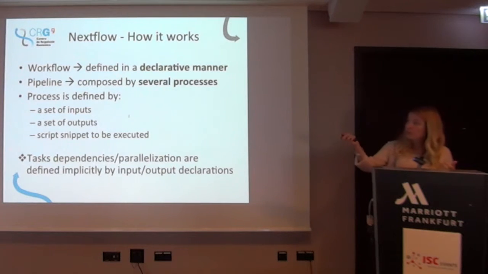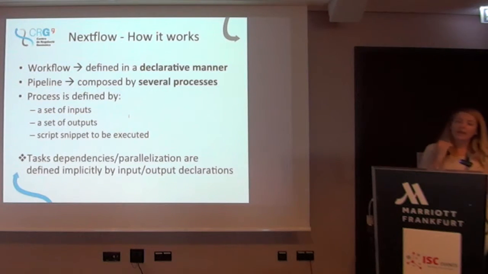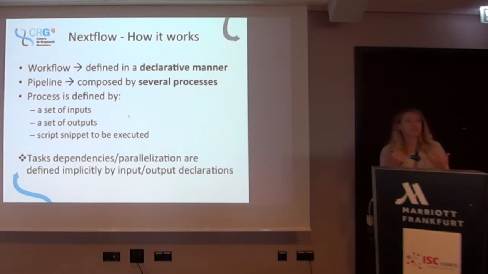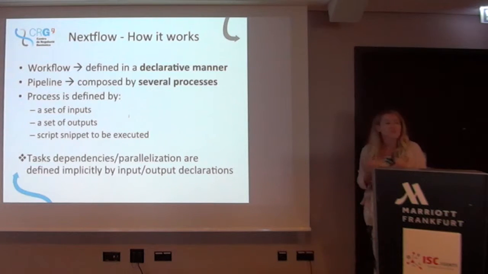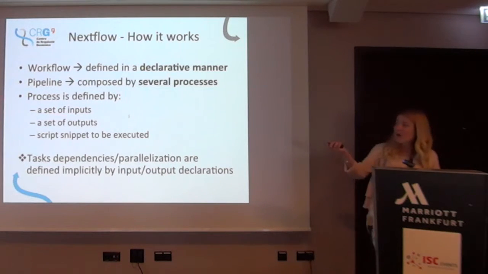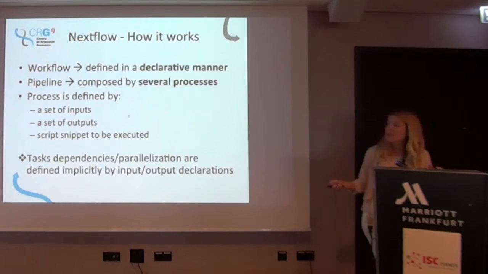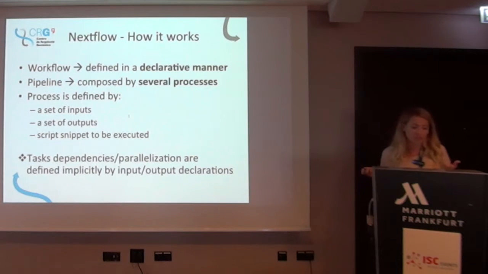And how does it work? Okay, so you have a workflow which is written in a declarative manner. I don't know how many of you have done functional programming. For those that have, it's very easy to get the Nextflow concept. For the people that are more used to scripting and doing things in a kind of messy linear way, it's a bit more difficult to get the concept, but it's not impossible. So basically you have a pipeline that is composed of several processes. Each process has a set of inputs, outputs, and a script snippet to be executed.